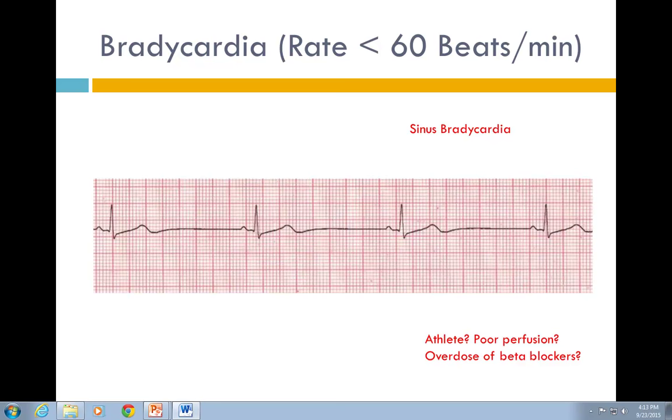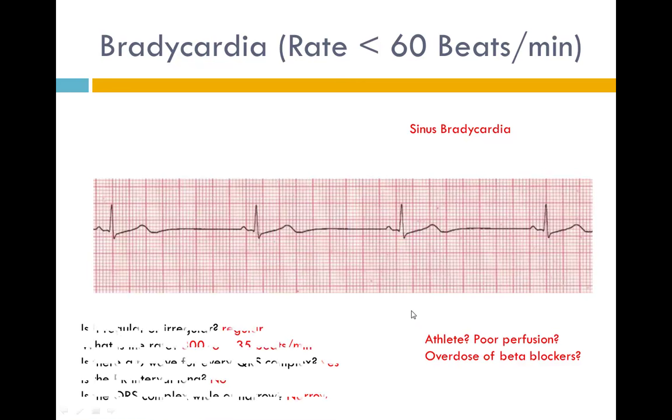However, bradycardia can be a normal finding in some clients, in particular the clients who exercise regularly. So just because you see a rate that's lower than 60, I don't want you just to assume that the client isn't doing okay. Always check your patient first. Don't just look at the rhythm, check your patient. With this rhythm, assessing the client would be warranted to determine how the client is responding to this slow rate.